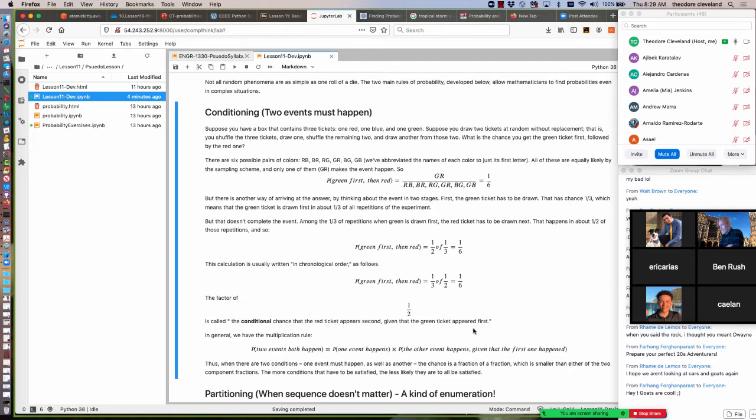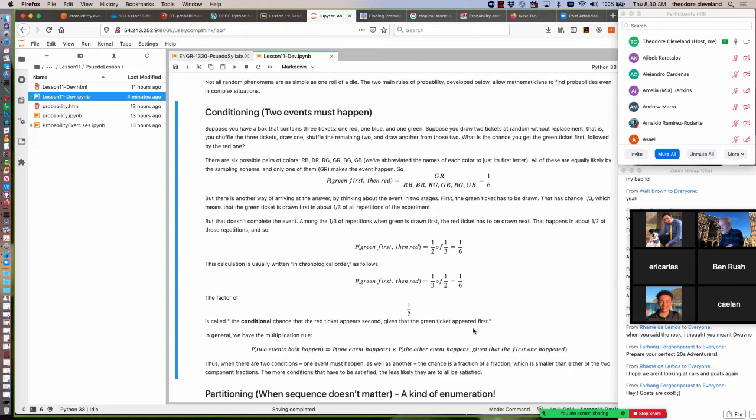But the other way of arriving at the answer is to think about the event occurring in 2 stages. First, we have to draw the green goat. That has a chance of happening of 1 in 3. And that means the green ticket is drawn first in about 1/3 of all repetitions of the experiment. But that doesn't complete our event. Among the 1/3 repetitions when green is indeed drawn first, then we have to get the red goat. And that happens about half the time. And that's because there's 2 goats left after we draw the green one. So the probability of green first, then red, is 1/2 of 1/3, which is 1/6.